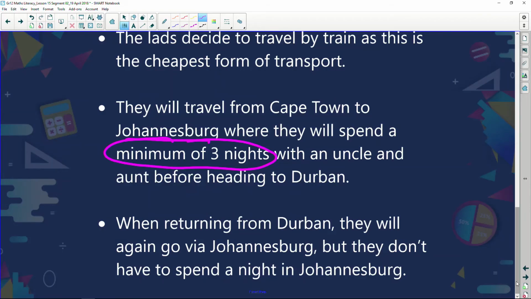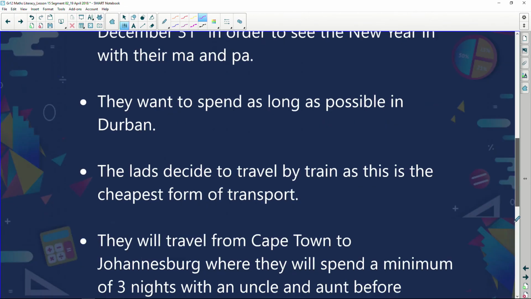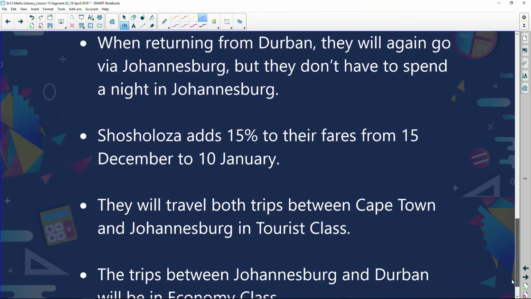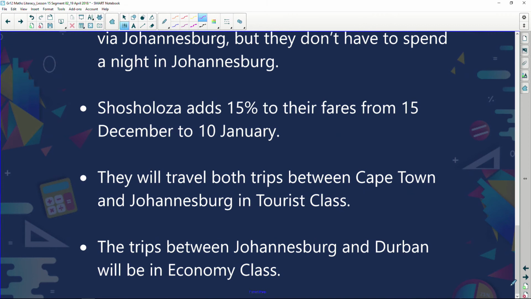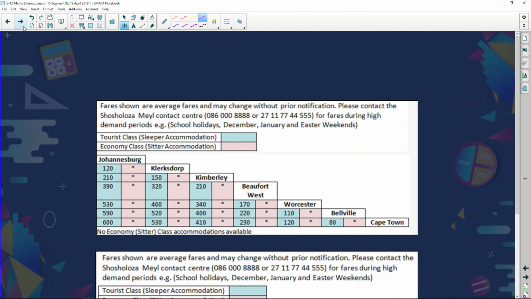Okay, so let's have a look at a few more facts that we need to know. We are told here as well that when we travel, we're going to be traveling between Cape Town and Joburg on tourist class and between Joburg and Durban on economy class. So we've now got to find these fares. Let's try and find our fare timetable, and that is right over here.